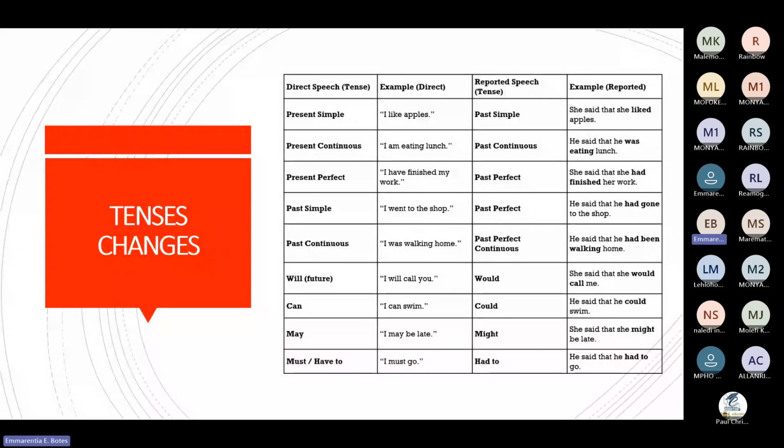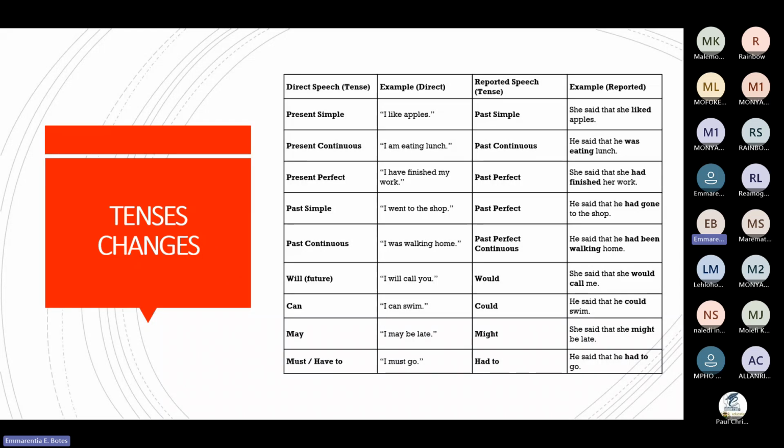Now for future tenses, will, that's in the future. I will call you, direct speech because there's inverted commas. The will change to would in the reported speech, and we take away the inverted commas. She said that she would call me, full stop. Then I can swim. That changes to could. He said that he could swim. I may be late, changes to might. She said that she might be late.